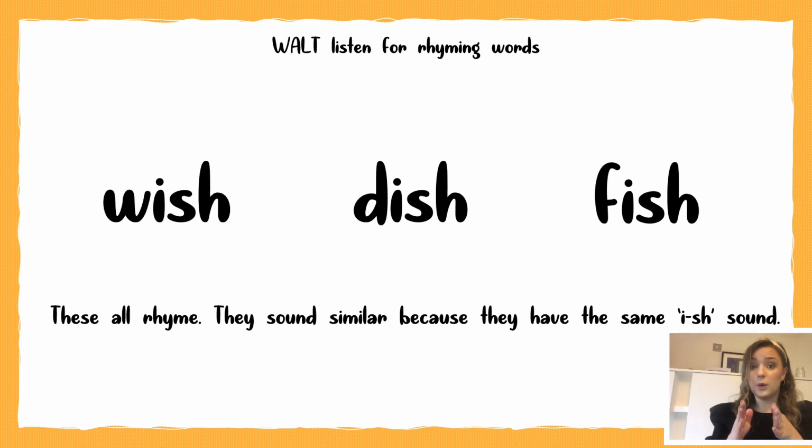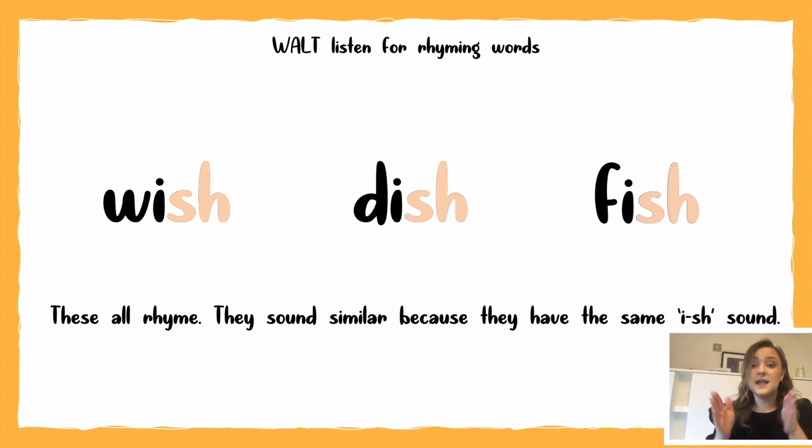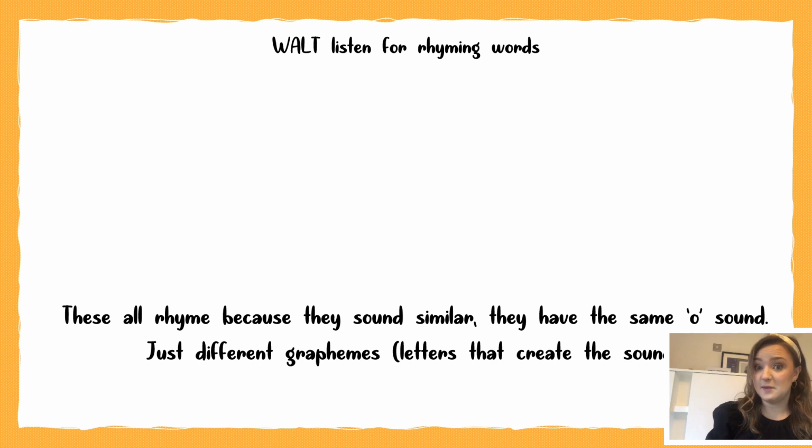They all sound similar because they all end in the ish sound. We have w-ish, wish, d-ish, dish, and f-ish, fish. Because they all sound so similar with the ish sound at the end, we say that they are rhyming words. They rhyme.